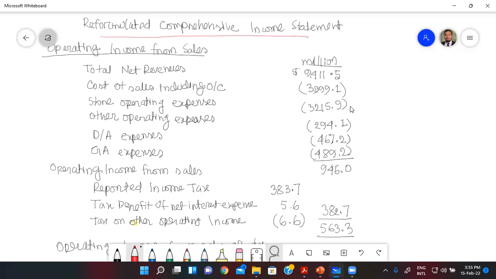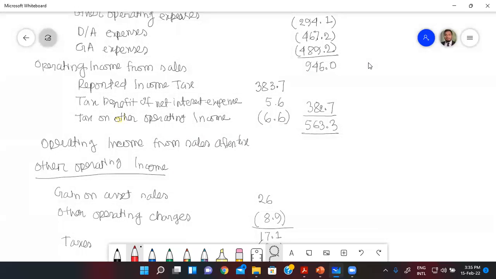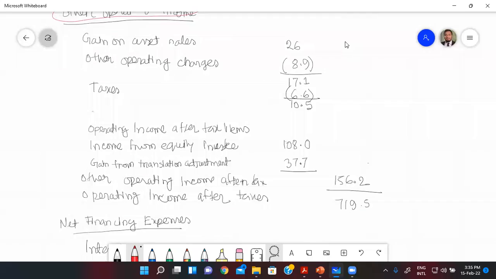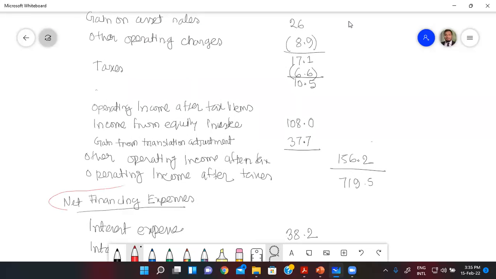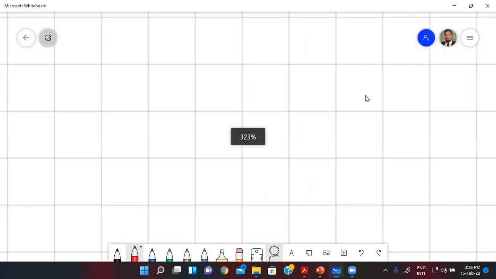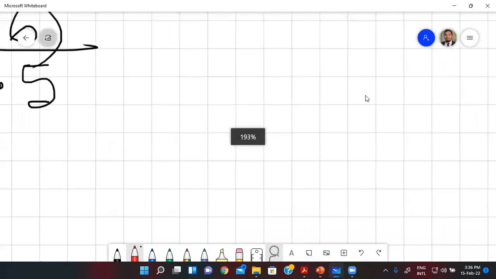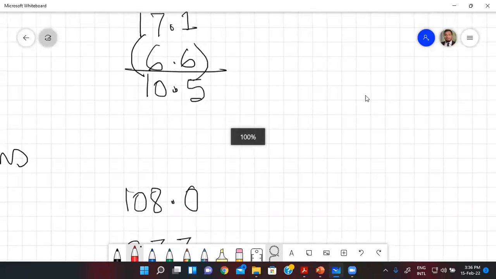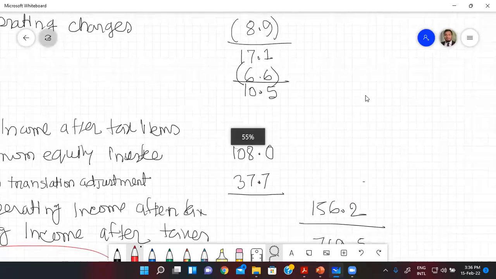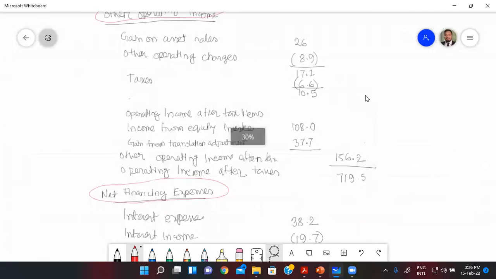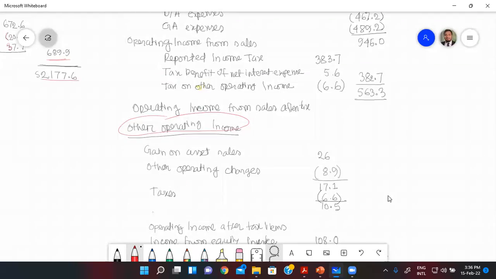What I'm doing, remember the three classifications. One is operating income from sales. Another one is other operating income. And the final one is net financing expenses. These are the three reclassification categories, or the three reclassification baskets, in which I have to pour the items from the conventional income statement or statement of earnings. Clear?